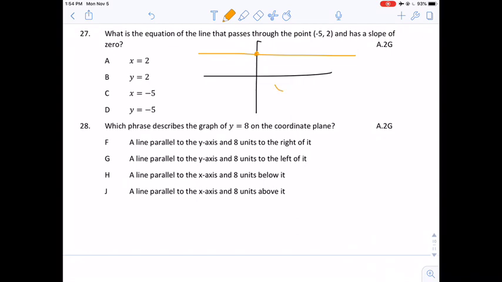So if I try to write this equation, it's going to be y equals 0x plus the y-intercept, whatever the y-intercept is going to be, okay? But I'm looking at this 2 right here. So that means that line has a point at -5, somewhere over here, and 2, so that over there. So if that line continues completely horizontal, it's going to cross the y-axis at 2. So that makes this line the equation y equals 2.